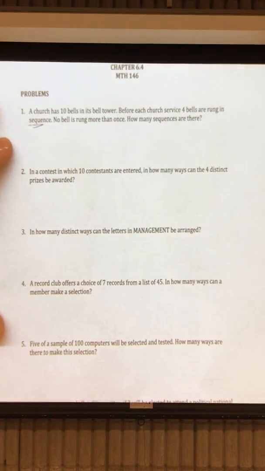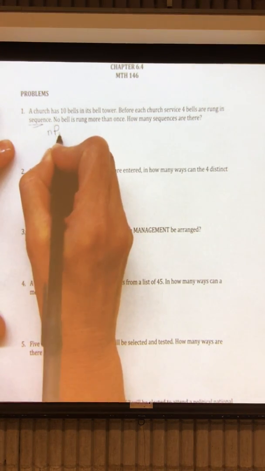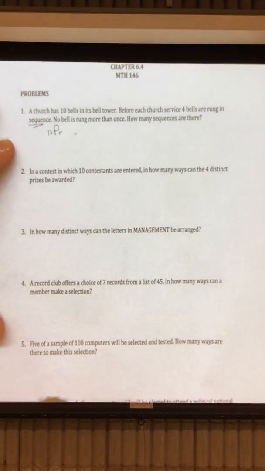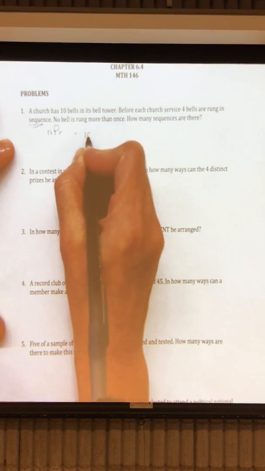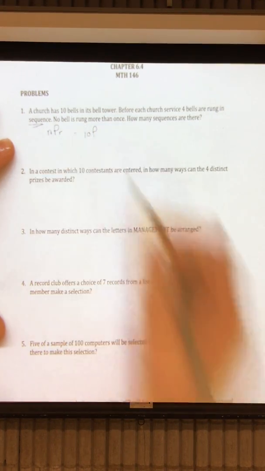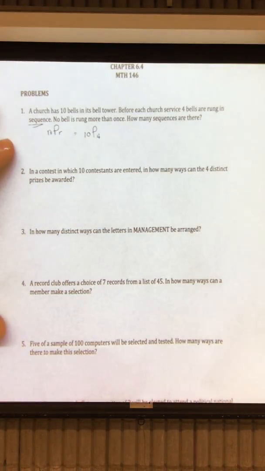Because you have a sequence here, order is important, therefore you are going to use permutation. So again, you have nPr. Permutation is used when order matters, and order does matter here. So n is your total, so you have a total of 10 bells, and r is taken 4 bells at a time. So you have 10P4.